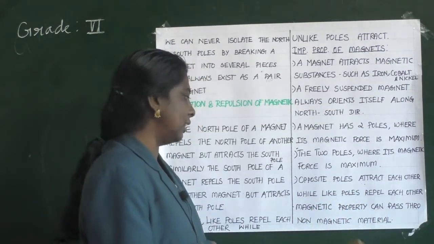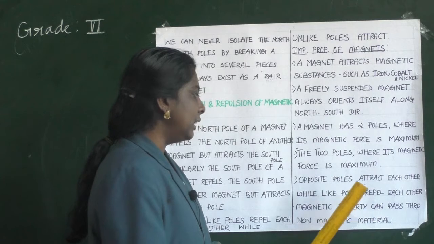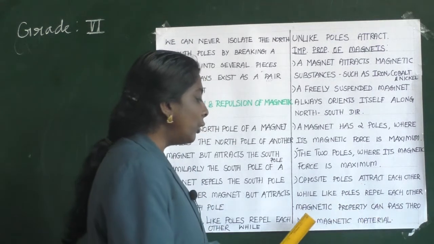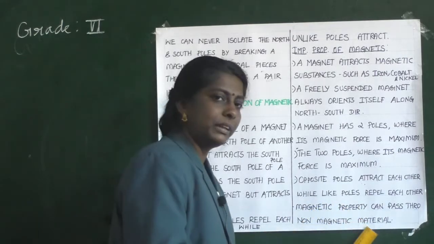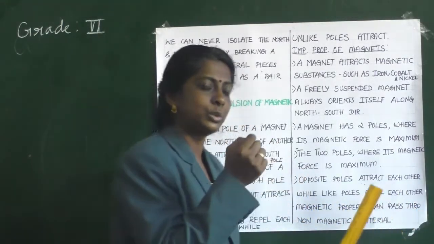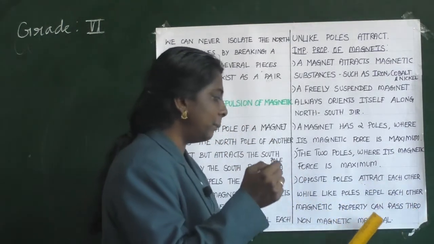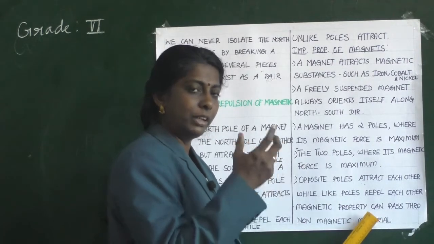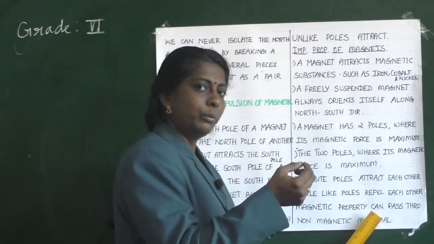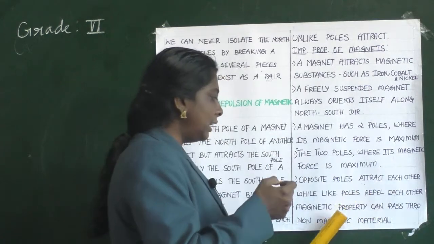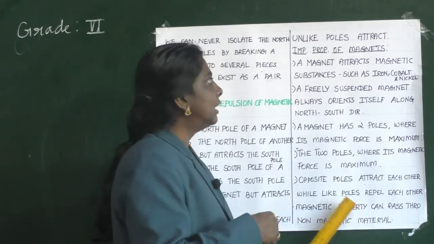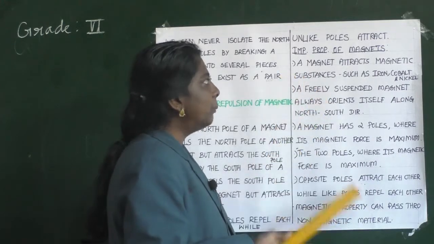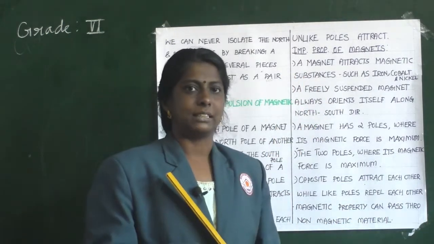Clear? Then, magnetic property can pass through non-magnetic material. I repeat, magnetic property can pass through non-magnetic material like wood. If you are keeping a magnet over the wood, even there the magnetic force is applicable. Clear? That's it. So these are some important properties of magnets.